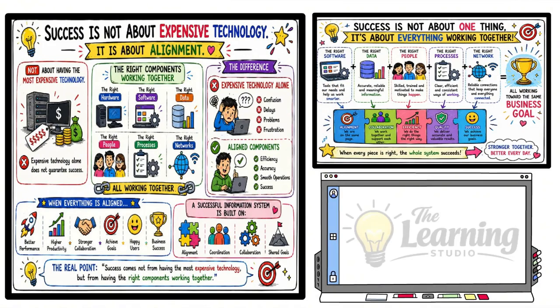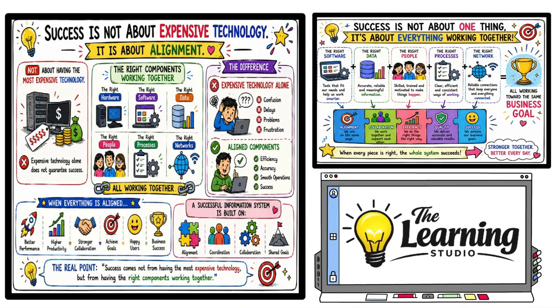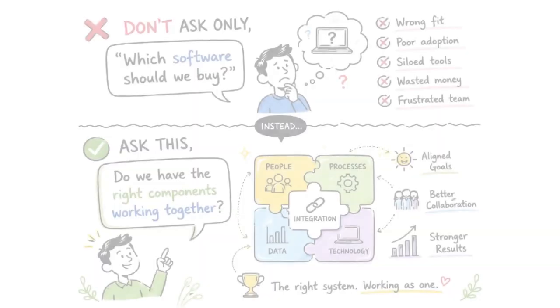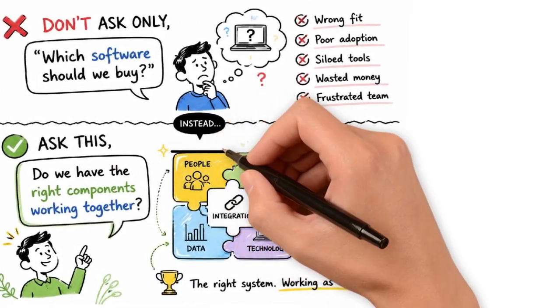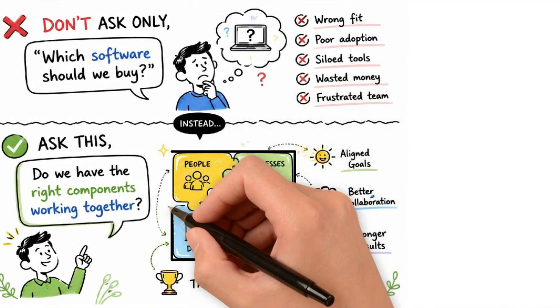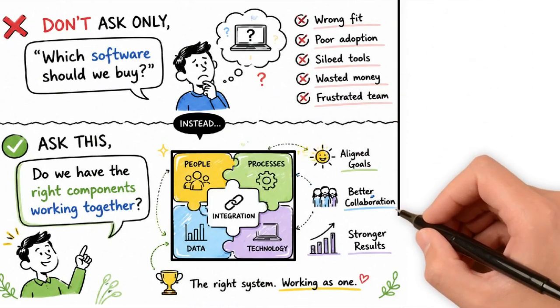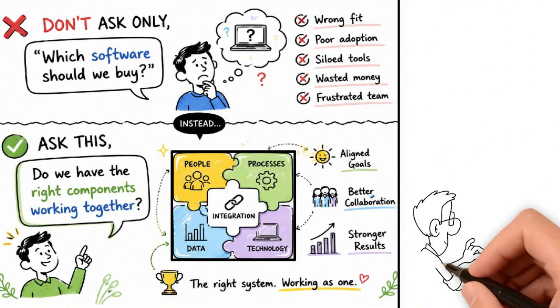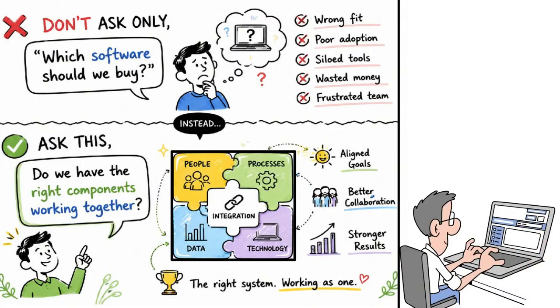At the Learning Studio, the goal is simple: to help you see information systems as complete business engines, not just technical tools. Because once you understand the components, you start seeing why some systems succeed, why others fail, and why technology alone is never enough.